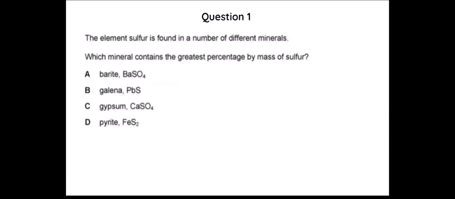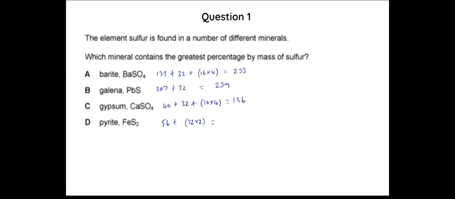So barium is 137, sulfur 32, and oxygen is 16, and we've got 4 of them. Lead is 207 and sulfur is 32. Calcium is 40, sulfur is 32, and oxygen is 16 times 4. And pyrite, iron is 56, and we've got 2 sulfurs, so 32 times 2. Let's work out the MR of all of them. So the first one is 233, second one is 239, third one is 136, and the fourth is 120.